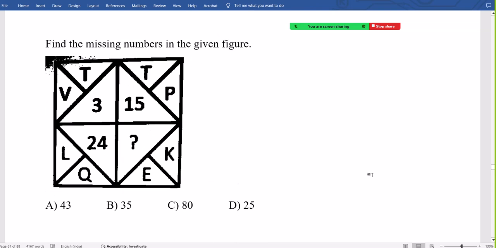Okay, so say this next one. Find the missing number. Letters and number combination this is.